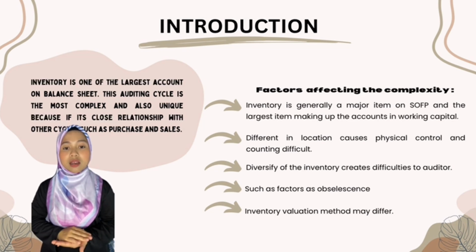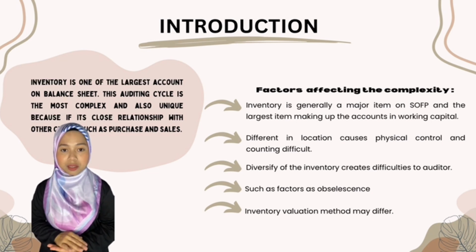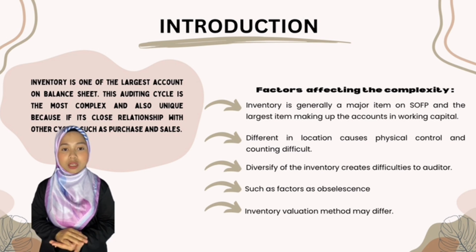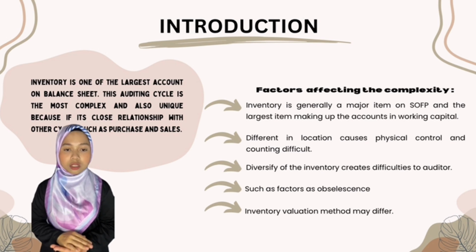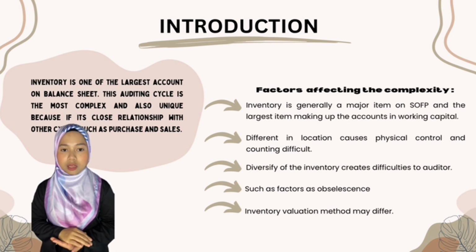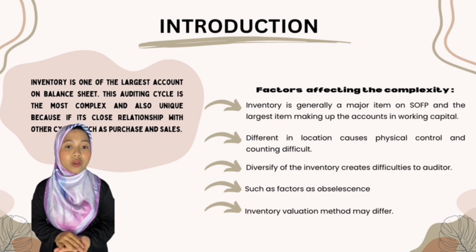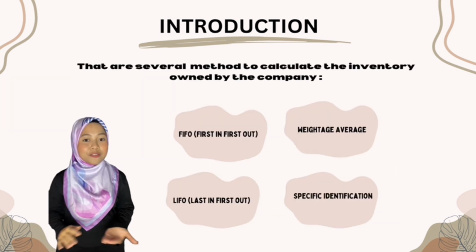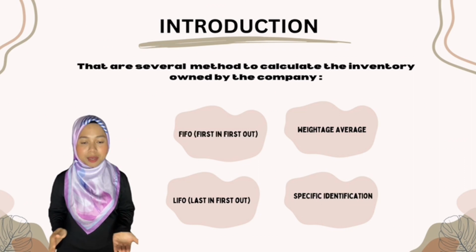Inventory is generally a major item on the SOFP and the largest item making up the account in working capital. Differences in location make physical control and counting difficult. Diversity of the inventory creates difficulties for auditing, with factors such as obsolescence. Inventory valuation methods may differ. There are several methods to calculate the inventory owned by the company.